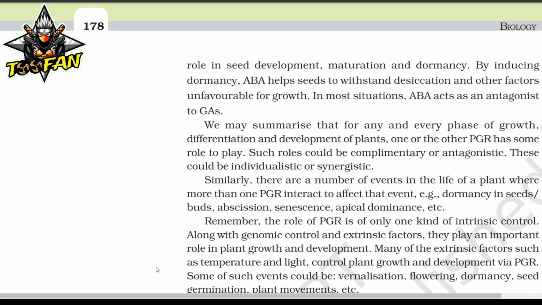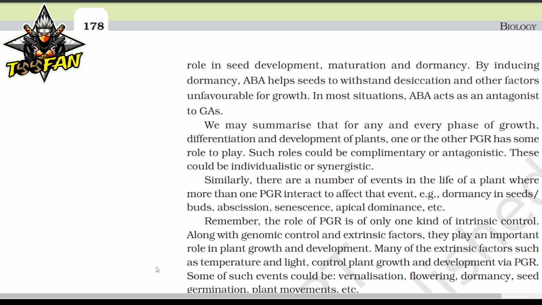We may summarize that for any and every phase of growth, differentiation, and development of a plant, one or other PGR has some role to play. Such roles could be complementary or antagonistic. These could be individualistic or synergistic. Similarly, there are a number of events in the life of a plant where more than one PGR interact to affect the events, as in dormancy in seeds and buds, abscission, senescence, apical dominance, etc.